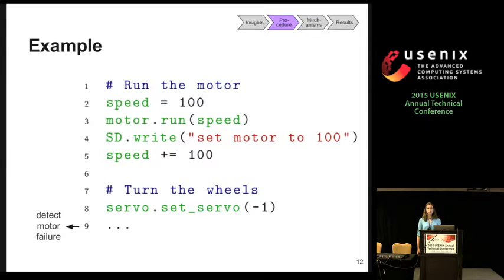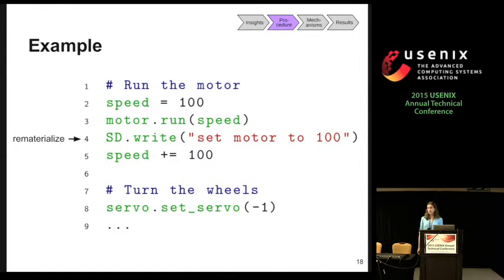So the first thing that we do is we put both the motor and the steering servo, which are both persistent peripherals, into safe states, and we'll then roll back the state to line 3, where we actually issued the failed access. And this will effectively reset the value of the variable speed back to its original value of 100. Now we'll have to recover the motor, so it'll work correctly the second time, and we will redo the access to the motor.